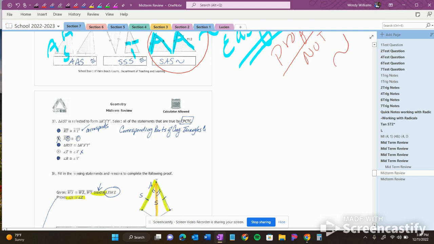RT coordinates to R prime T prime. That would be CPCTC. Notice the next one is SR compared to ST. They're not corresponding, so this one doesn't work. Triangle RST corresponds to R prime S prime T prime. Corresponding, correct.